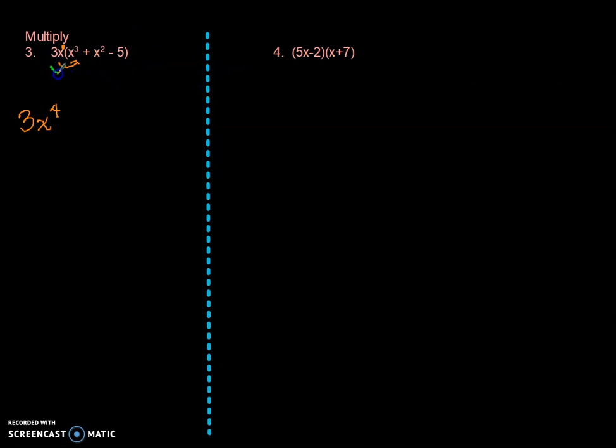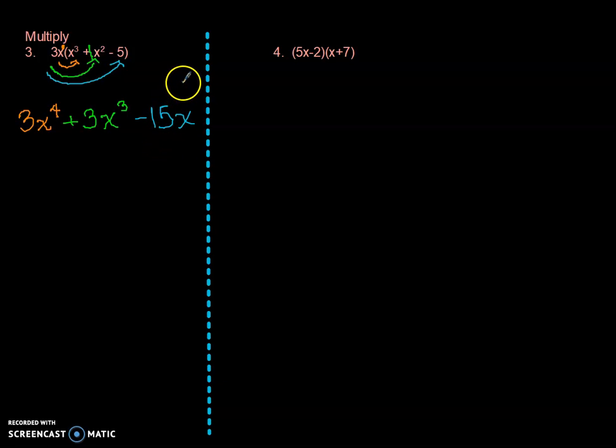Here I'm taking 3x to the first power times x to the second power. So the 3 again comes down. It's a positive 3 because I'm multiplying 3 times positive 1. X to the first power times x to the second power. Again, when I multiply, I add the exponents. 1 plus 2 gives me 3. And then finally here, 3x times negative 5. Well, 3 times negative 5 is negative 15. Nothing to do with the x, so I just bring that x down.